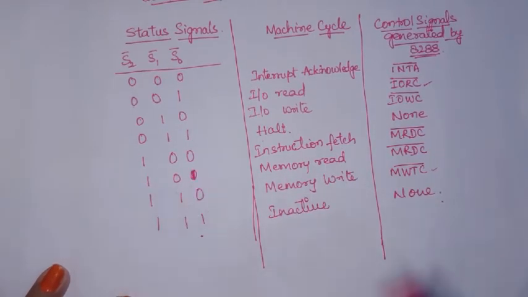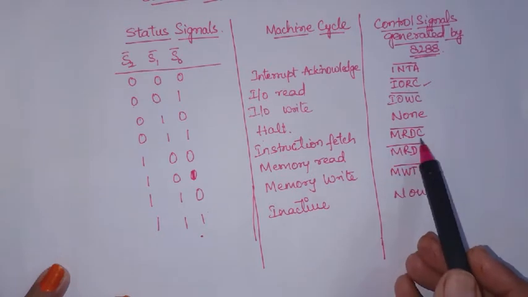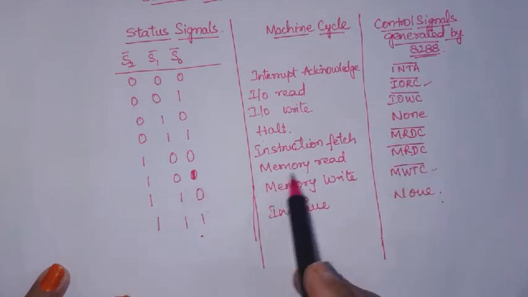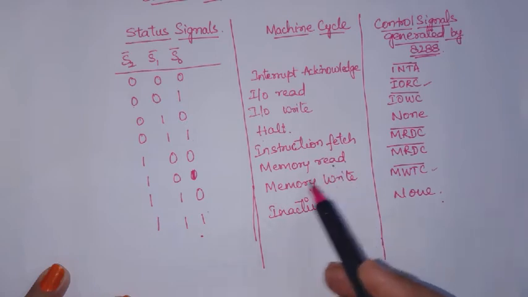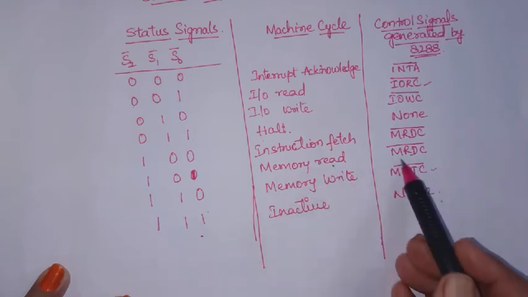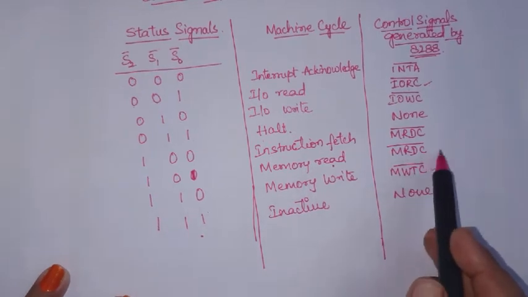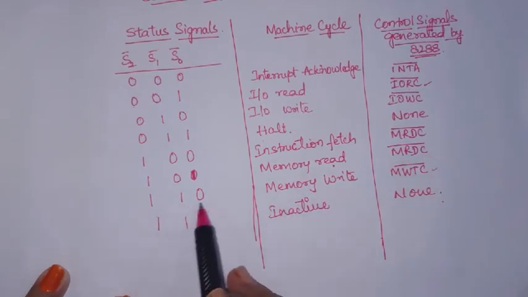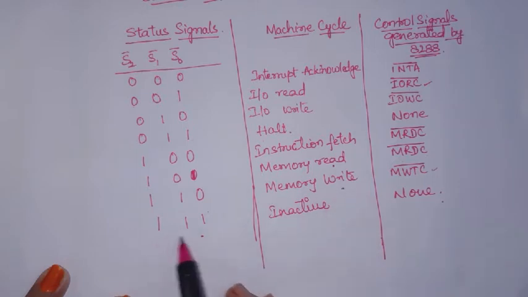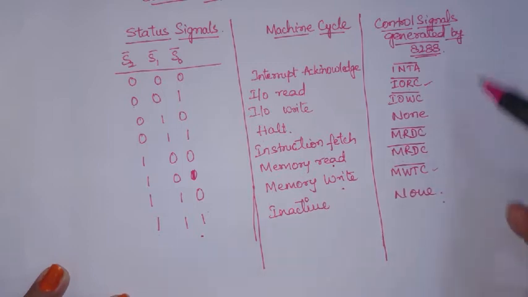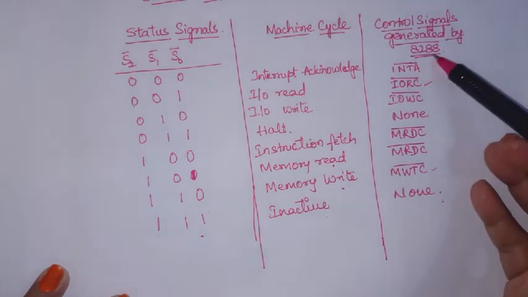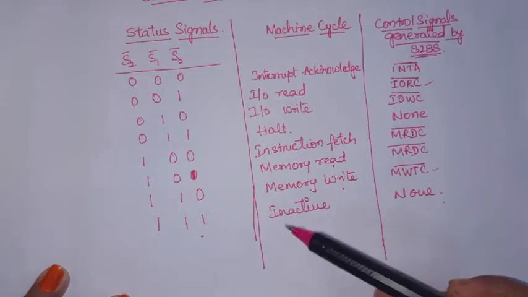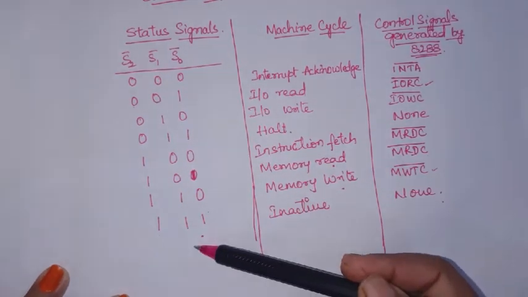Instruction fetch means fetching a code byte, an opcode fetch from the memory. So it is a memory read cycle. 101 is for memory read. It is an operand read from the memory, so the memory read control signal is generated. For write it is 110, memory write. And 111 is inactive, not used. These are the control signals generated by the 8288 bus controller by decoding the status signals generated by the processor.